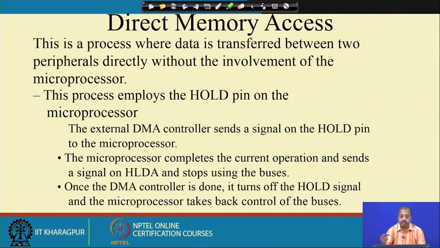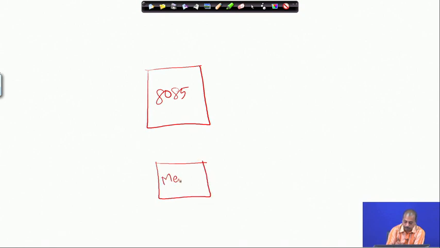So, we will explain it with respect to one DMA controller. Suppose we have a system consisting of the processor. This is the 8085 processor, and this 8085 processor has the memory connected to it, and there is an address bus, data bus and control bus. So, this is the address bus, this is the data bus and this is the control, the read write control.